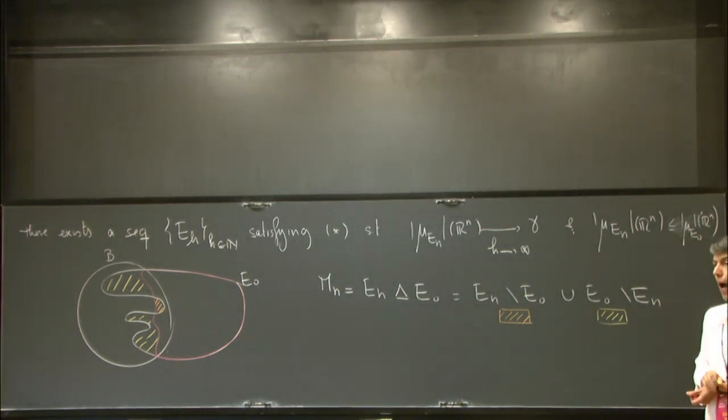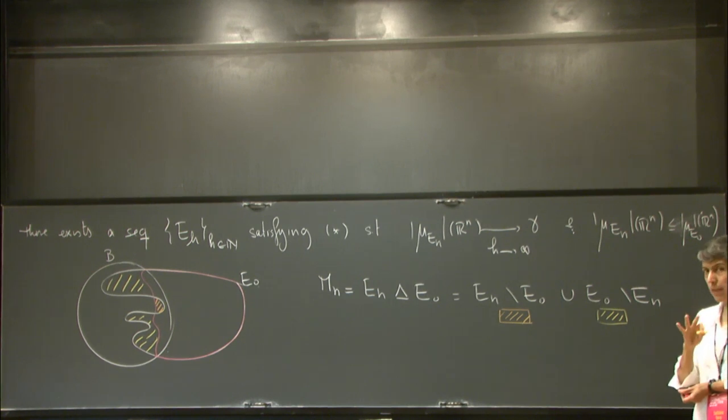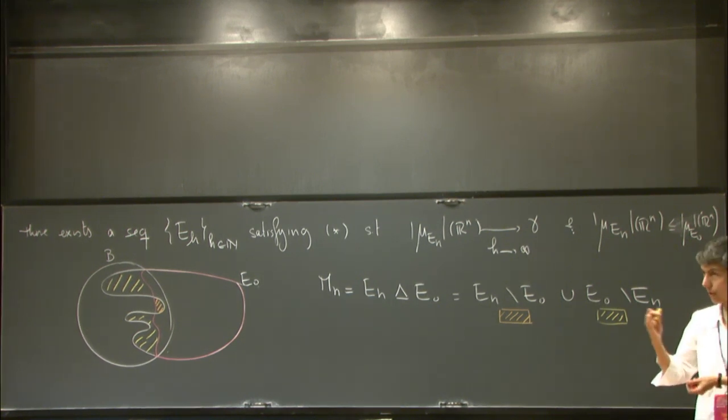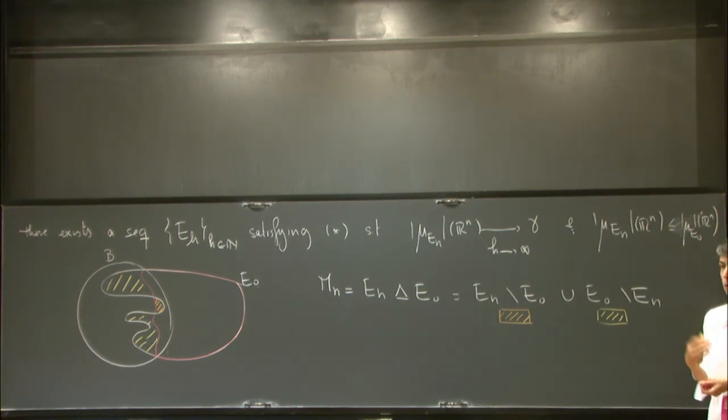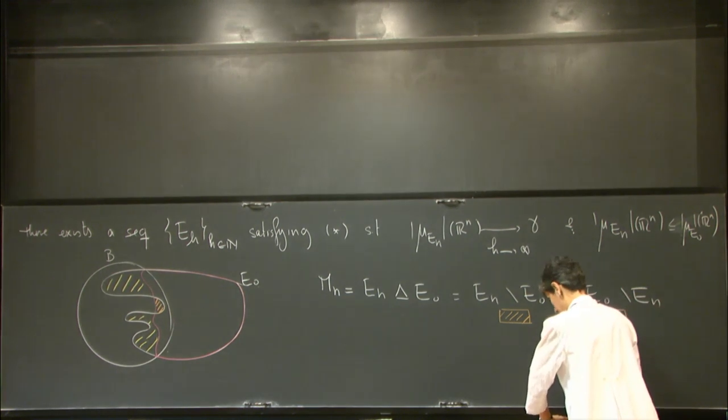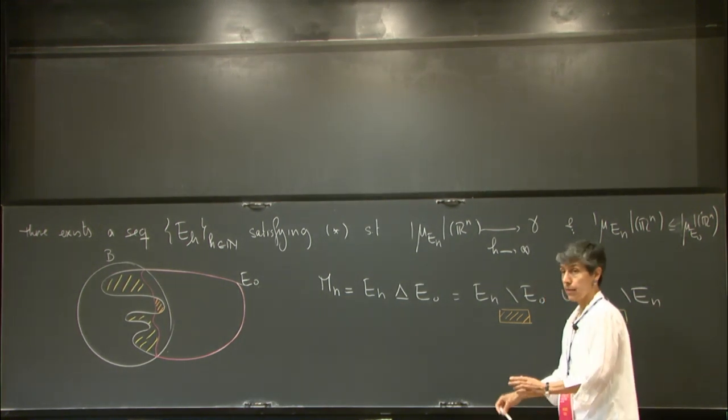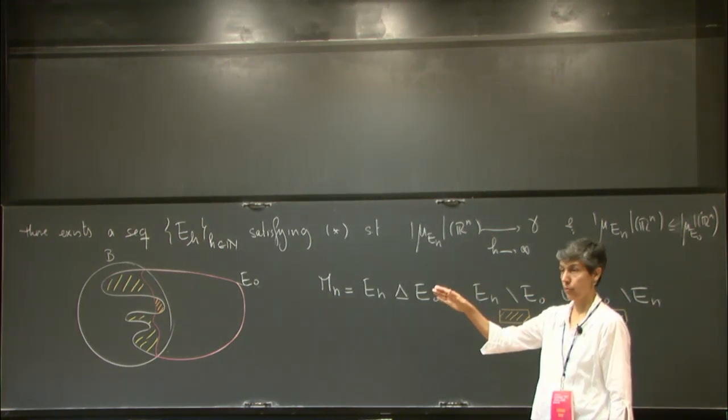Okay. I know I'm not producing the minimizer exactly. But let's think for a minute about what's going to happen. What's the advantage of these sets? You wanted sets that were inside the ball, and they're inside the ball.